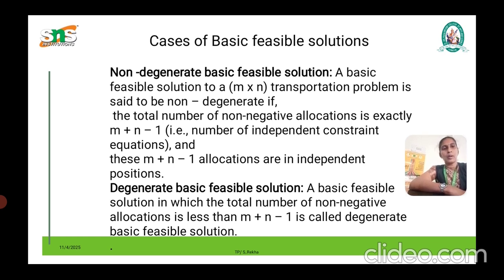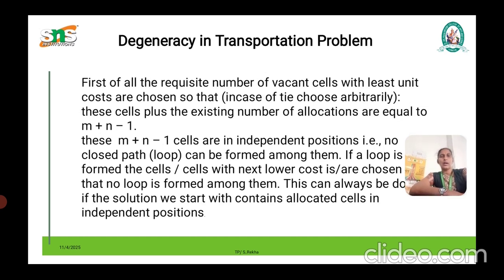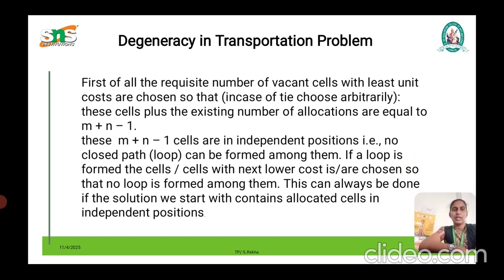So for that problem, what do we have to do? Let us see how to solve this problem. A degenerate transportation problem occurs when the number of allocations for the m origins and n destinations is less than m plus n minus 1. This is the definition of the degenerate solution. For this case, we have to add a small element epsilon to the problem.